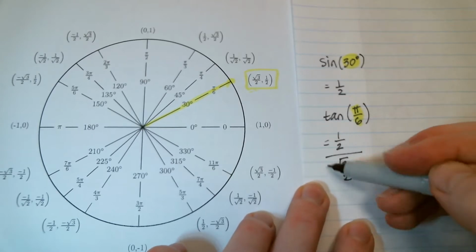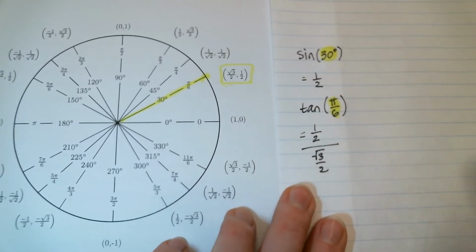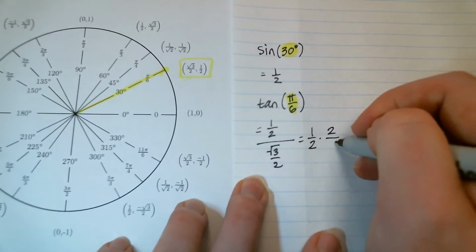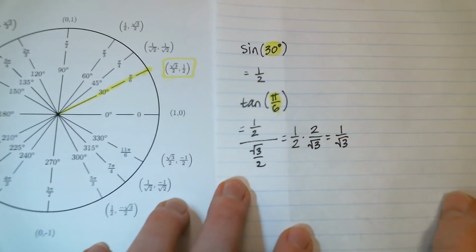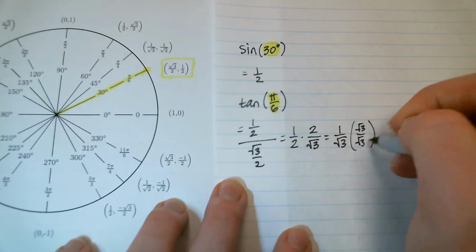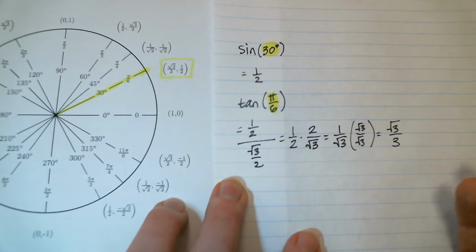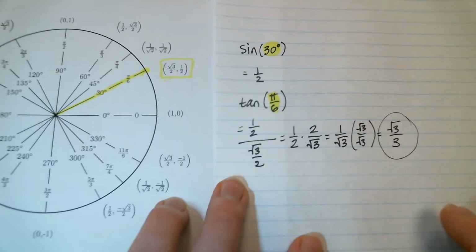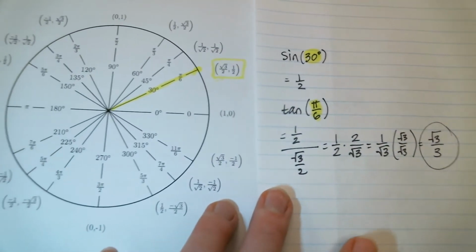Now, we need to simplify this. It's bad form to write your answer as a fraction inside of a fraction. So this is just 1/2 times the reciprocal of the denominator. So 1 over root 3. And sometimes you might be asked to rationalize your denominator. So tangent at pi over 6 is just root 3 over 3. Again, it's all about the coordinates of these points.